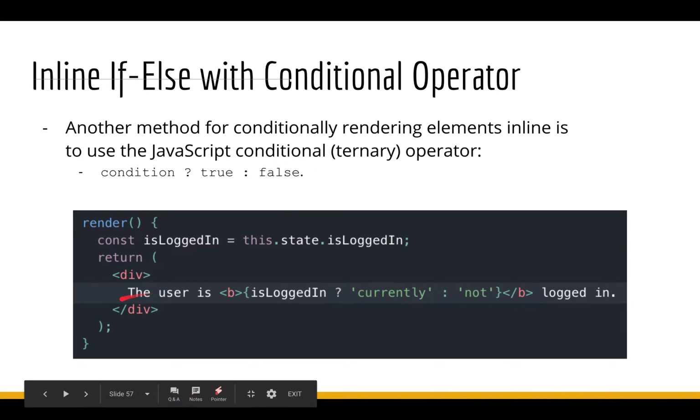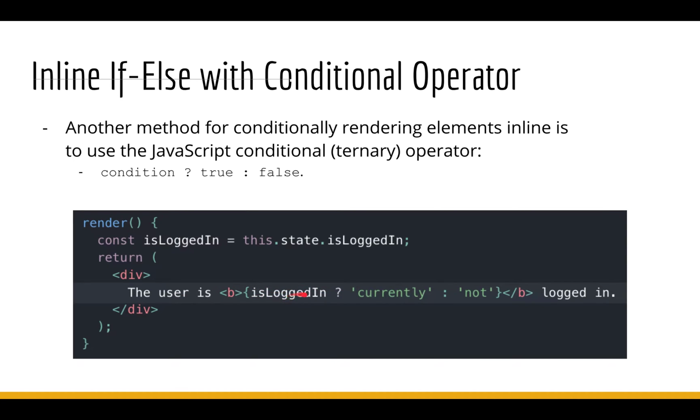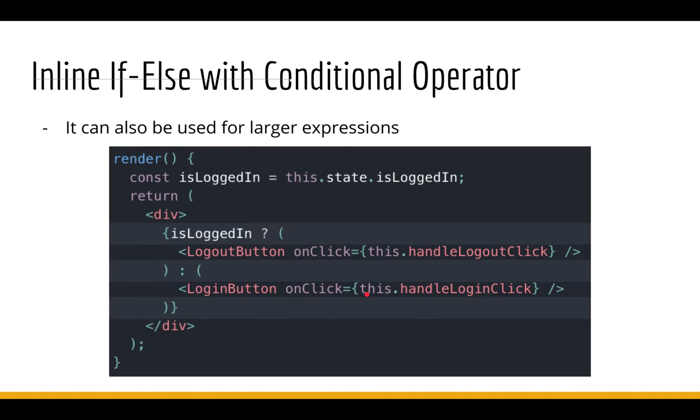And so here we say the user is, and then either, depending on the truthiness or falsiness value of this, currently or not logged in. So I think that's a pretty standard example. And it can actually also be used for more complicated things.